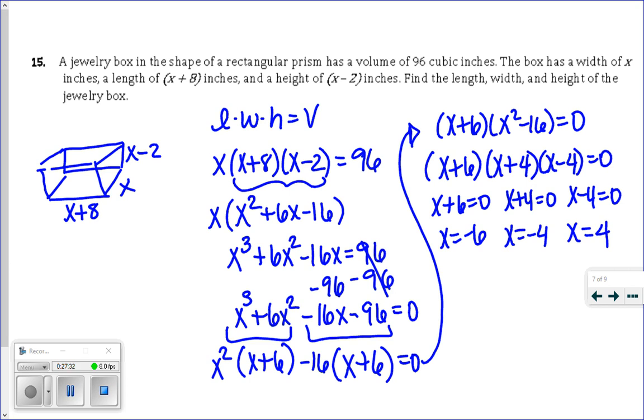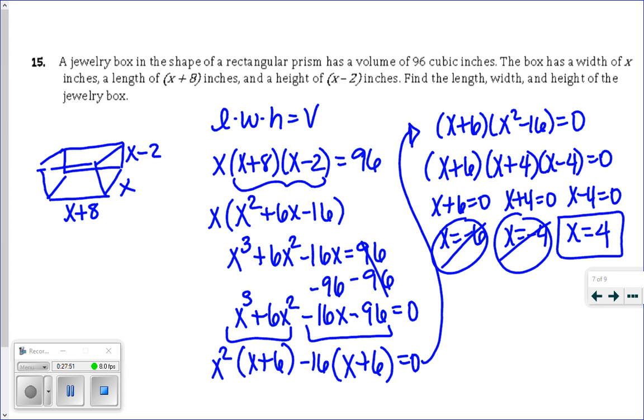positive 4. These all mathematically work in the polynomial, but the question is, if x is representing the width of our box, a jewelry box, are all of these an option? And the answer, of course, is no. You cannot have a jewelry box with a negative 6-inch width or a negative 4-inch width. It has to be 4 inches.